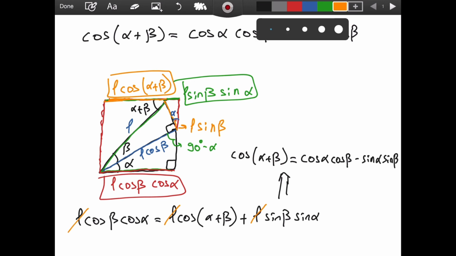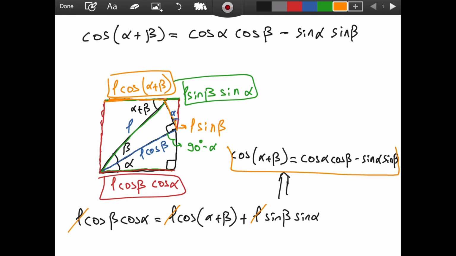And would you look at that? This is the exact same formula that we said we would prove at the beginning of this video. I am aware that this is a hard proof to come up with if you are not given the picture. But if you are given the picture, I think it is very doable.